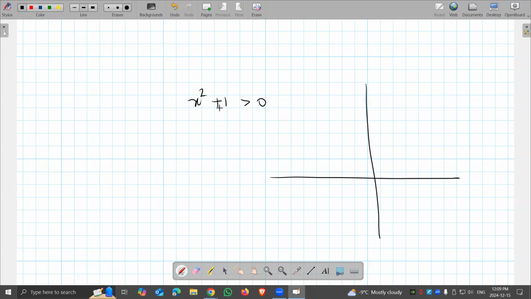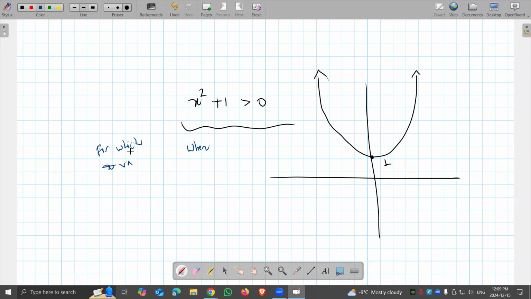x squared plus 1 looks like this, has a y-intercept and the vertex at +1. So what's the answer to this question? Again, know what the question's actually asking you. It's asking you, when is y positive? For which x values is the function positive, or is the function above the x-axis? Greater than 0 means above the x-axis.